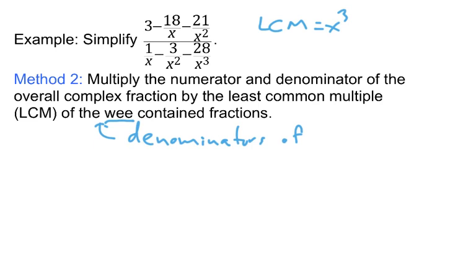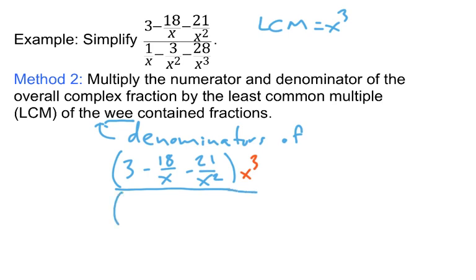Now what you do in this method, which is different from the last one, is you take the entire numerator and multiply that by this least common multiple. And you take the entire denominator and you multiply that by the least common multiple. It's the least common multiple of all the wee fractions. The distributive law then tells you that you can take that quantity you're multiplying by and multiply it by every term.